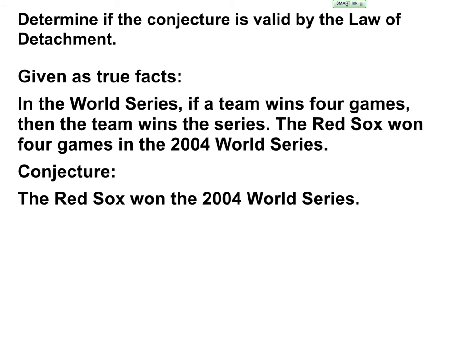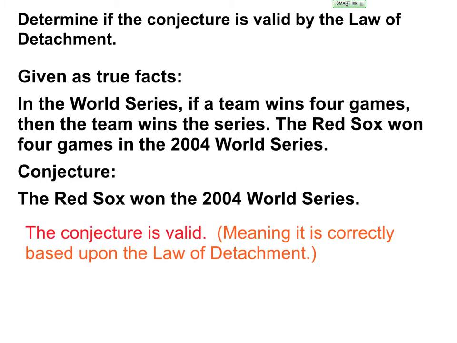Okay, in the World Series, if a team wins 4 games, then the team wins the series. The Red Sox won 4 games in the 2004 World Series. Is it correct that the Red Sox won the 2004 World Series? Kind of wordy, you have to read a little bit. So if a team wins 4 games, Red Sox did. So the team wins the series, yes. That one does follow the law of detachment.